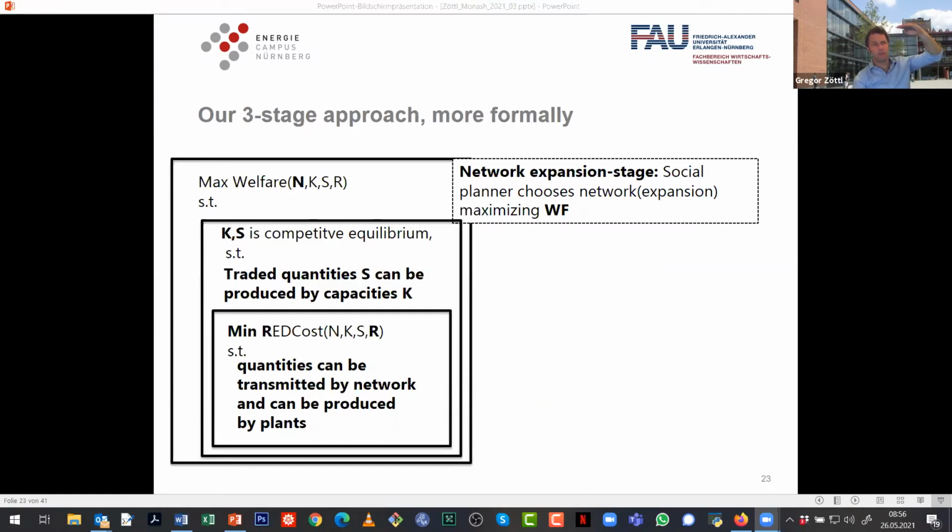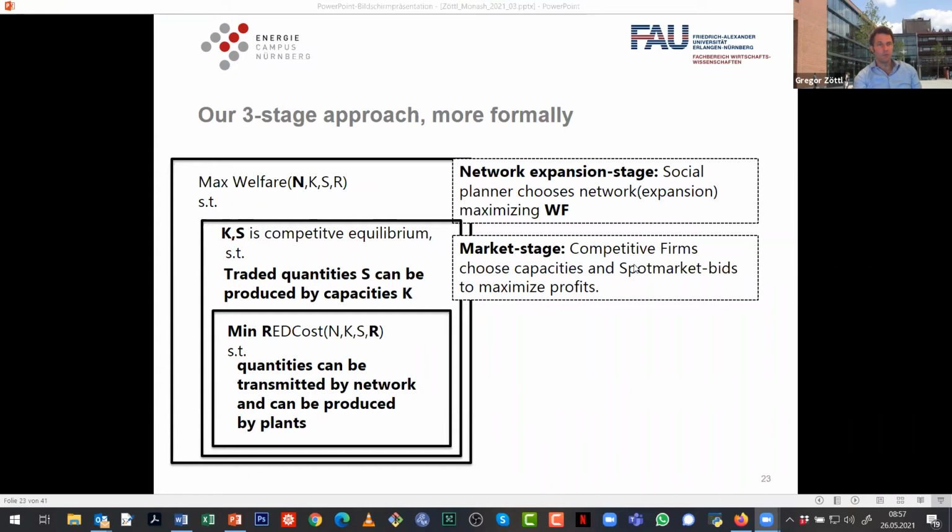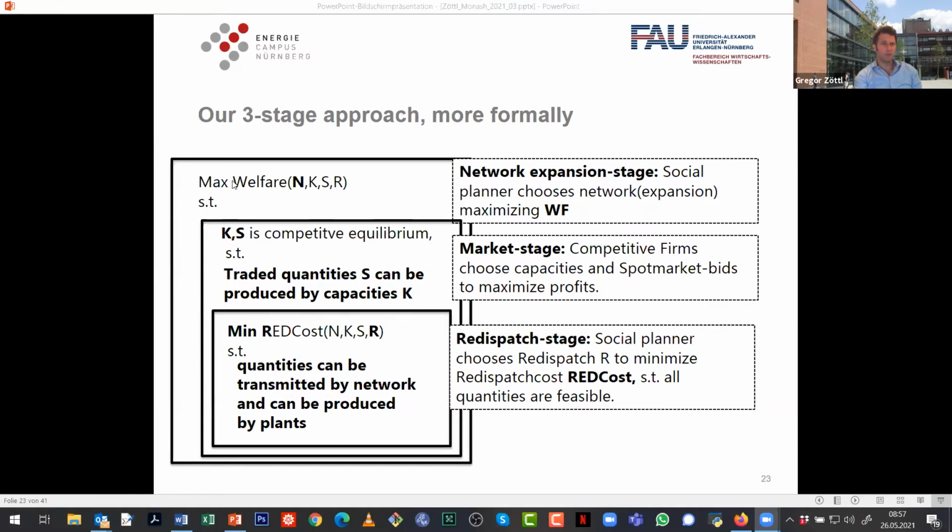The network expansion would maximize social welfare by choosing all those variables. And when optimizing the network, you would anticipate the spot market equilibrium, the investment of firms, and also the redispatch you would need to do later when you encounter network problems. Instead of a single-objective optimization where we just optimize the system, we now have different agents: the network planning, the private firms choosing the investments and doing the spot market bids, and finally the redispatch stage, where the social planner chooses the redispatch, leading to additional cost.